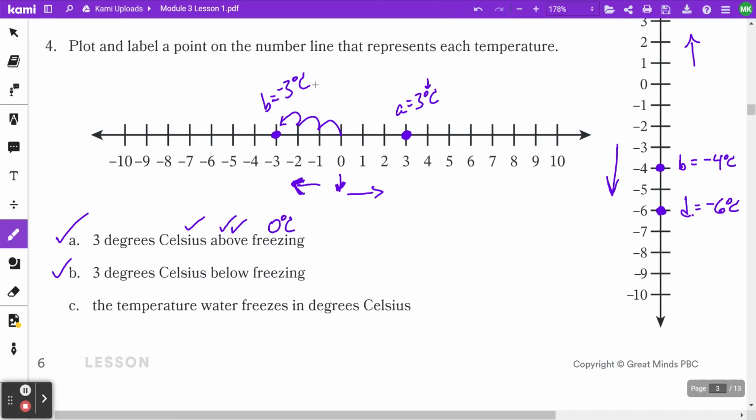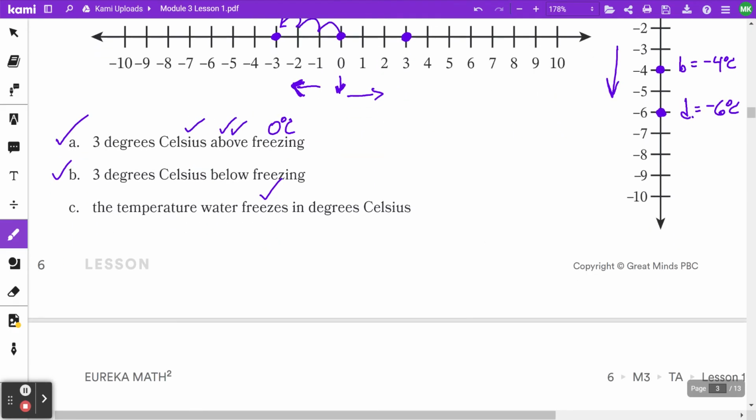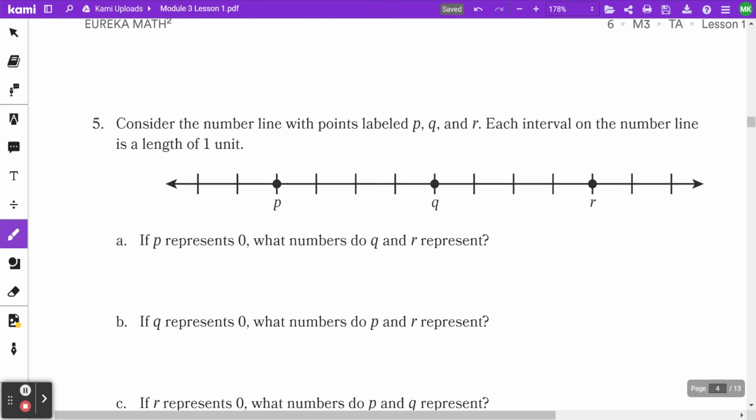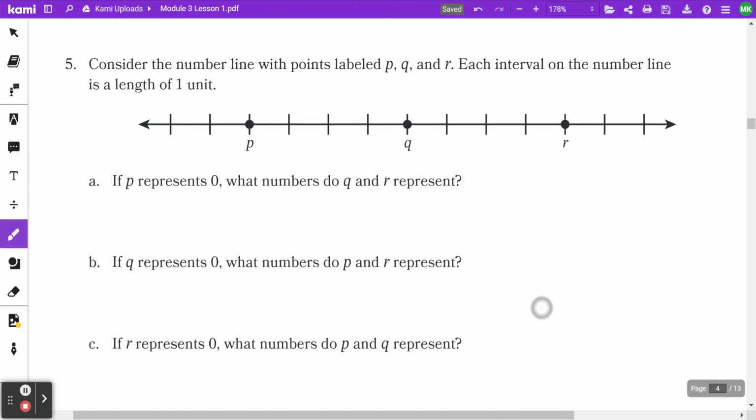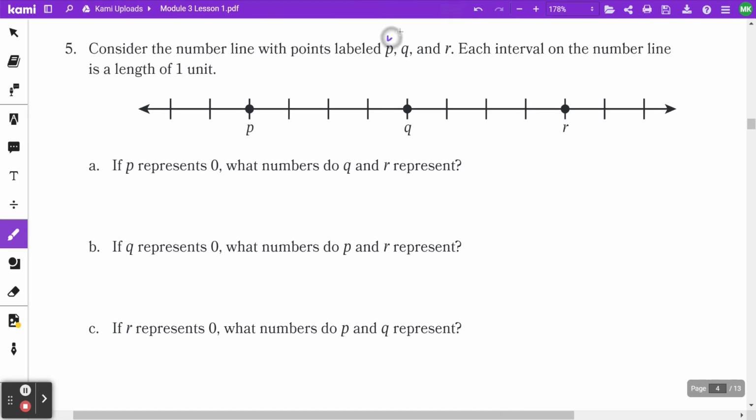There you go. And I need water freezing. Well, water freezes at 0. So I'm going to plot this guy, make sure that point is there. That's C, 0 degrees Celsius. There you go. All right, so let's see what else we have in here. So consider the number line with points P, Q, and R. There they are. Now if P represents 0, right, let's put a 0 right there.